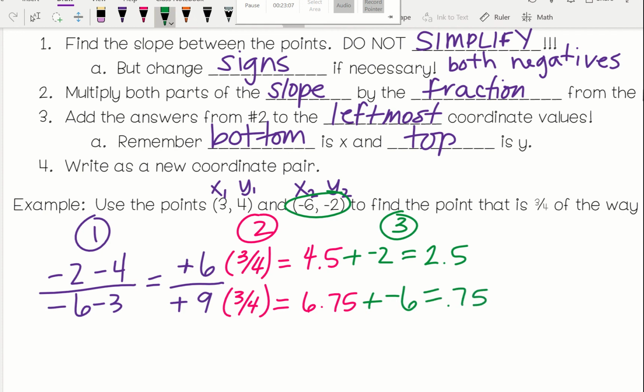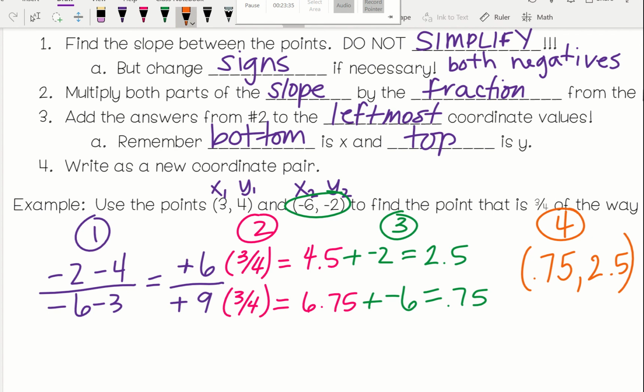0.75. Is that my answer? No. Wait. No. You're right. It's not. How do I write my answer? 0.75 comes first because it's the x. Oh my gosh. 2.5. Okay.